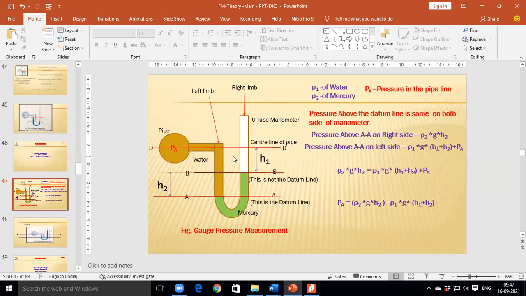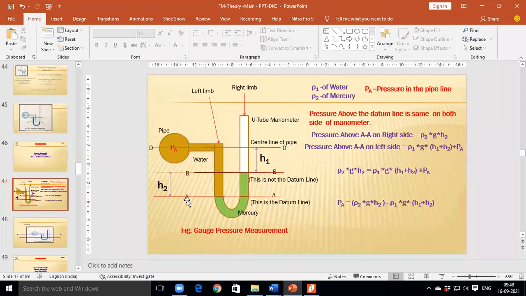Height of mercury from the datum line in the right limb. In the right limb, the height of mercury above the datum line. This is the datum line. So above the datum line, what will be the height of the mercury? H2, again H2, correct? So H2 represents the height of mercury above the datum line. H1 plus H2 is the height of the water above the datum line.